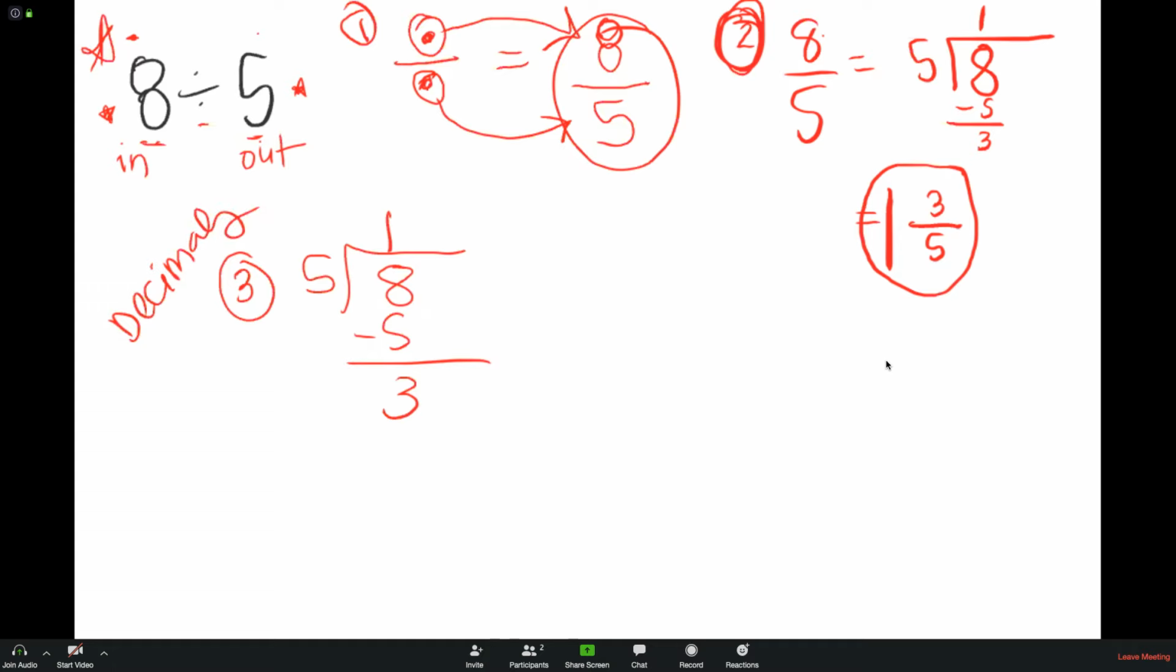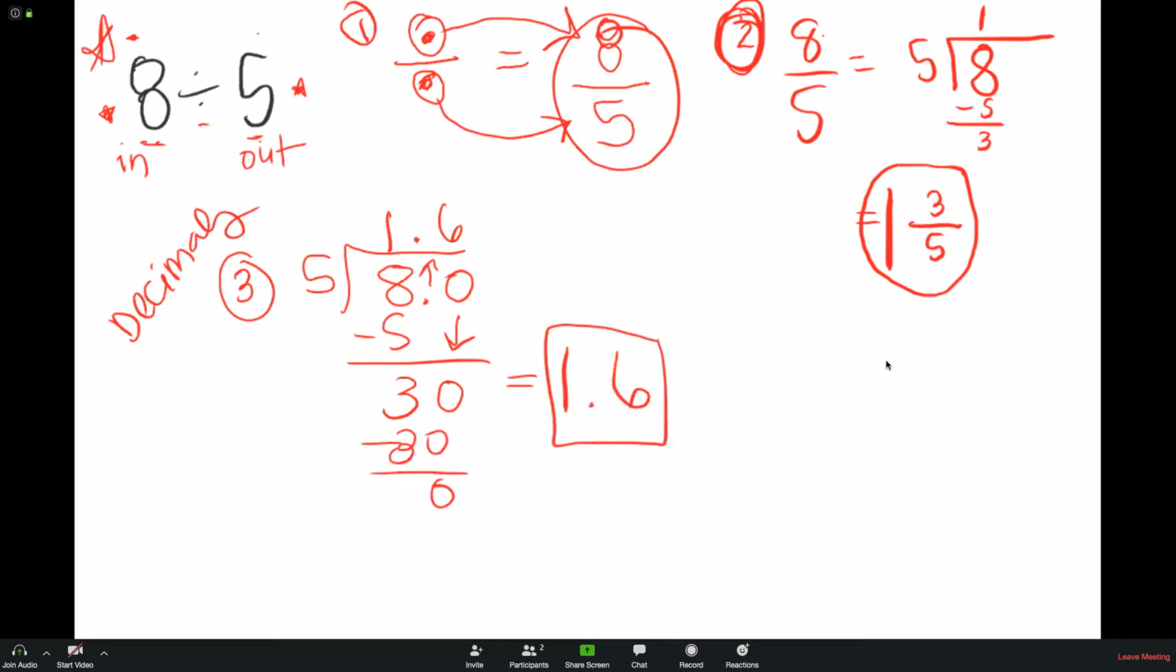So what do we do? We end the problem by putting a decimal, bring it up to our answer, and we add a 0. That 0 comes down, and 5 goes into 30, 6 times evenly. No more remainders, and our answer is 1.6. Okay? So the first way, again, as a fraction.